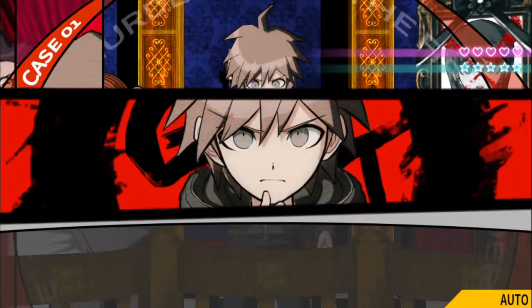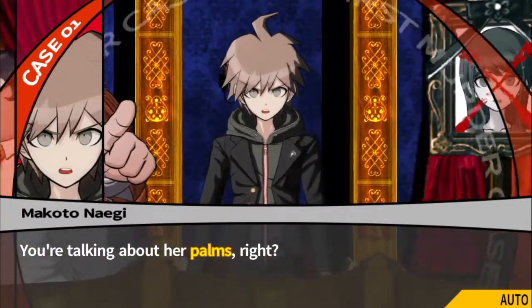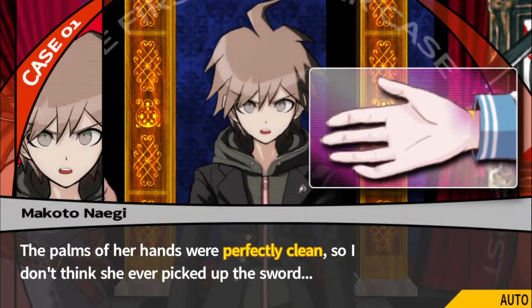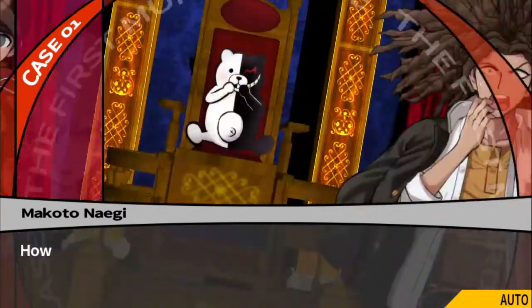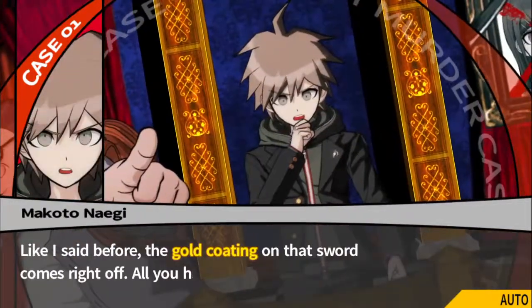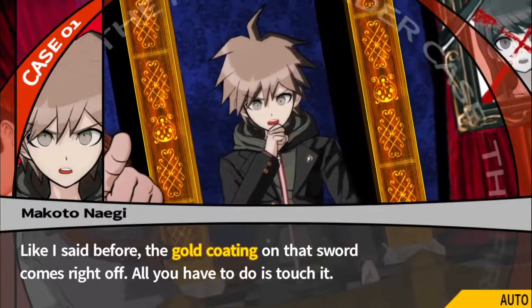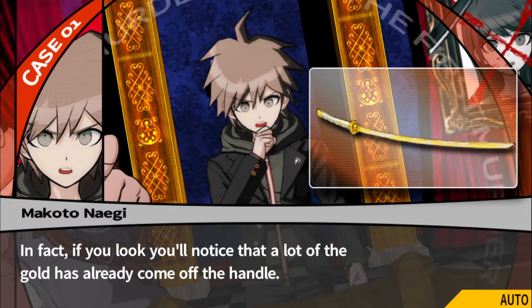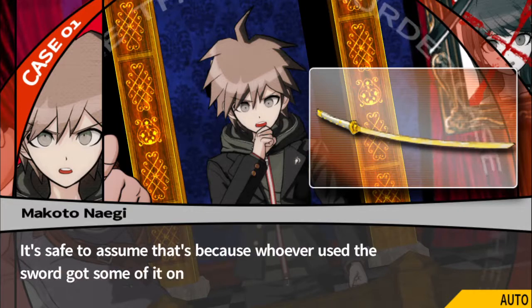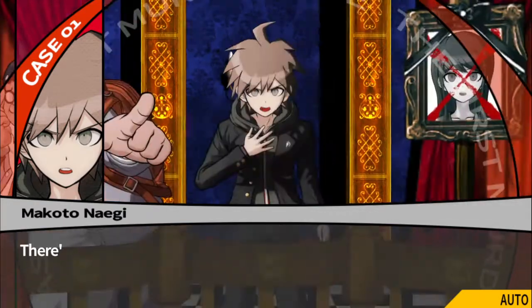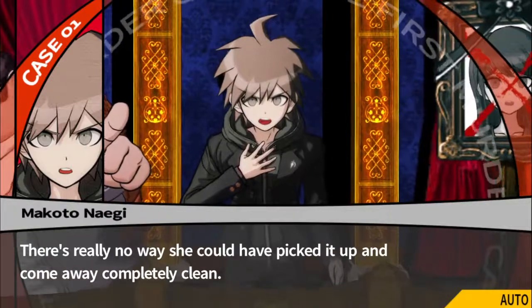I got it! You're talking about her palms, right? The palms of her hands were perfectly clean, so I don't think she ever picked up the sword. How can you know that just by looking at her palms? Like I said before, the gold coating on that sword comes right off. All you have to do is touch it. In fact, if you look, you'll notice that a lot of the gold has already come off the handle. It's safe to assume that's because whoever used the sword got some of it on their hands. There's really no way she could have picked it up and come away completely clean.